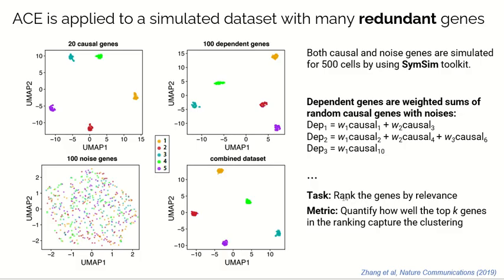To further evaluate the performance of ACE, we use a recently reported simulation method, SymSim, to generate a synthetic scRNA-seq dataset. We first generate 20 causal genes to form the cluster structure, and then simulate many redundant genes in order to adequately challenge the methods that aim to detect a minimum set of informative genes. These redundant genes are still informative in the sense that they are weighted sums of random causal genes with noise. As shown in the figure, both dependent genes and causal genes, of course they are examples, all exhibit similar cluster patterns.